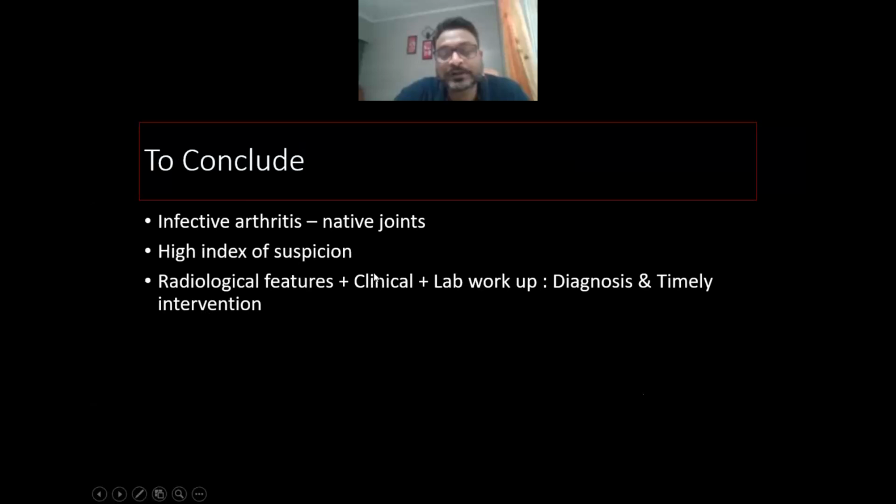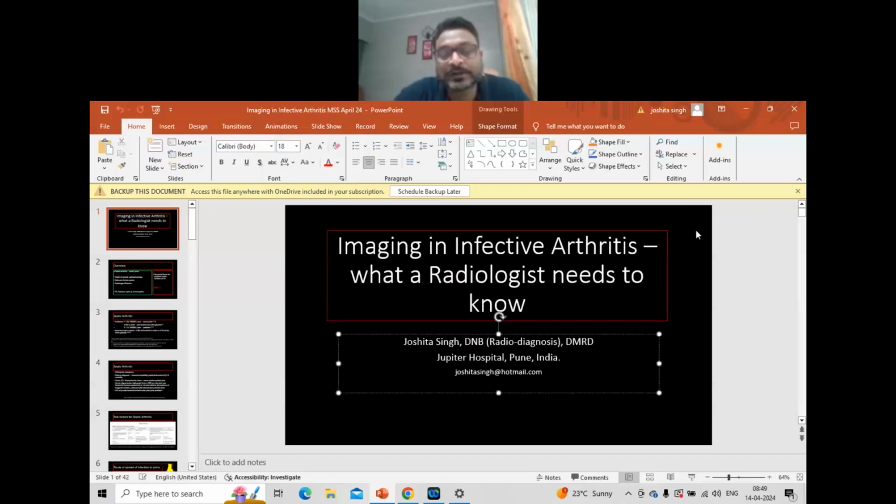So to conclude, what we have done over the past 40 minutes is we've seen cases of infective arthritis involving the native joints, and what we've realized is that there should be a high index of suspicion to diagnose these early, and we have to act early whenever we are thinking of septic arthritis. We've seen the radiological features and how combining that with clinical and lab workup can lead to appropriate diagnosis and timely intervention. With that, I conclude my lecture.